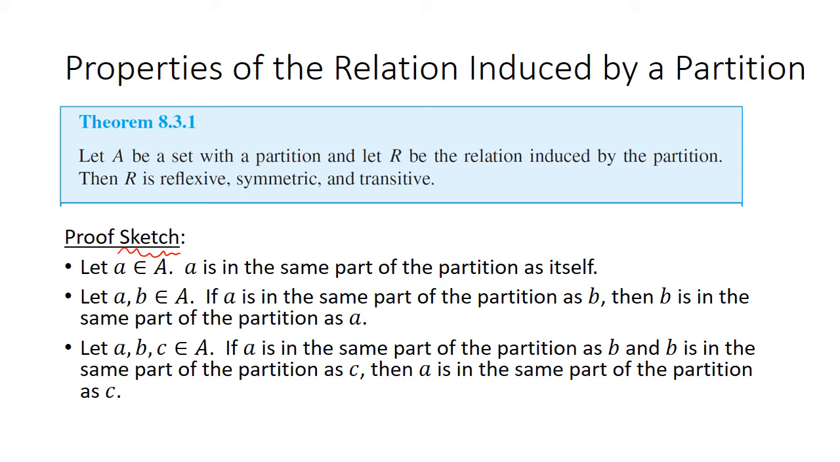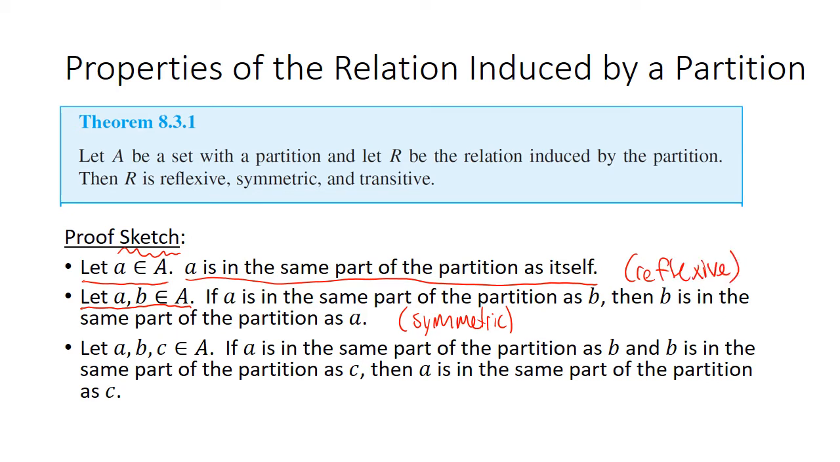It's quite natural. For the reflexive part, if you let a be an element of the set A, then a has to be in the same part of the partition as itself. That's pretty obvious, so that shows that the relation is reflexive. Then if you consider two elements a and b in the set A, if a is in the same part of the partition as b, then b is in the same part of the partition as a. That's pretty natural, I think. That one shows that the relation is symmetric, and the previous one showed reflexive.